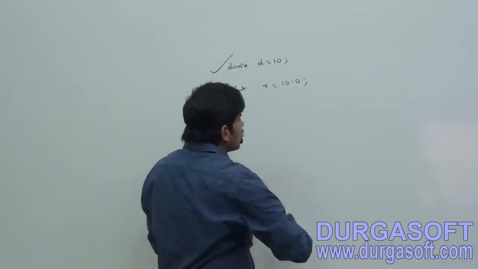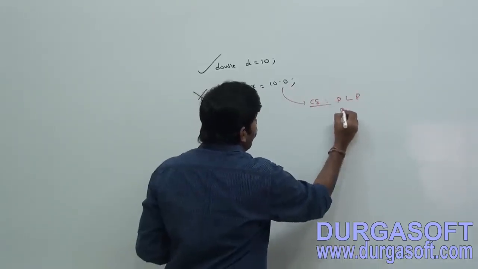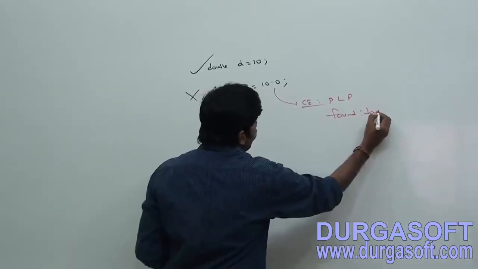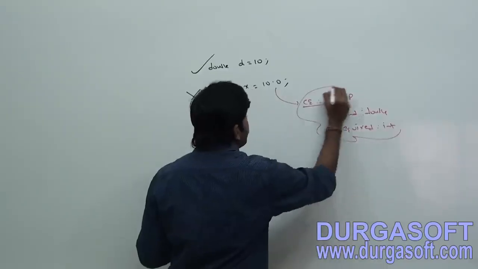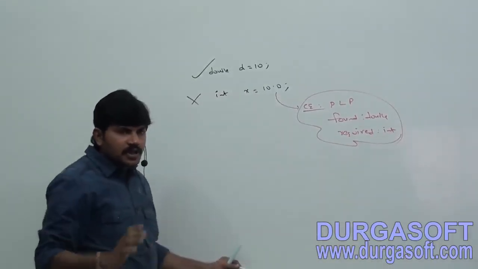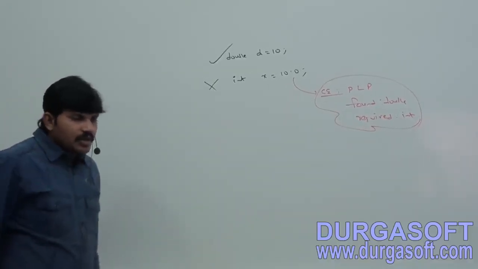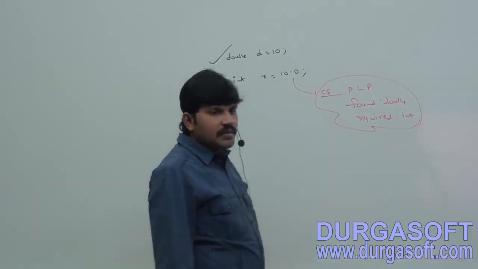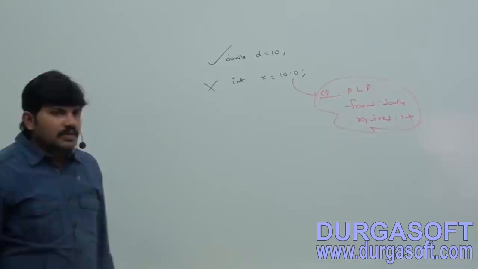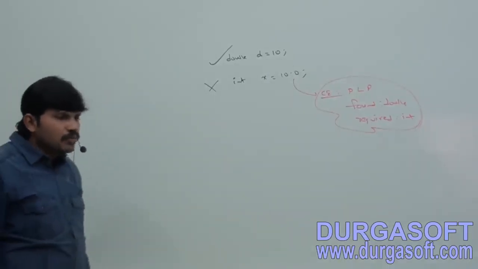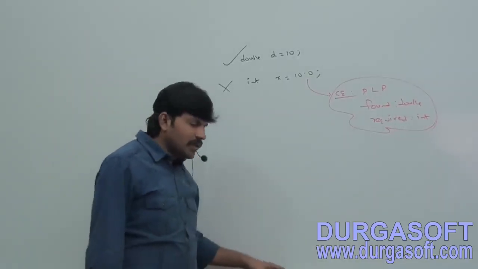Do you know what compile error we will get? Possible loss of precision, found double, required int. That is the compile error, right? Found double, required int. At this point, we can't assign floating point literals to integral types.